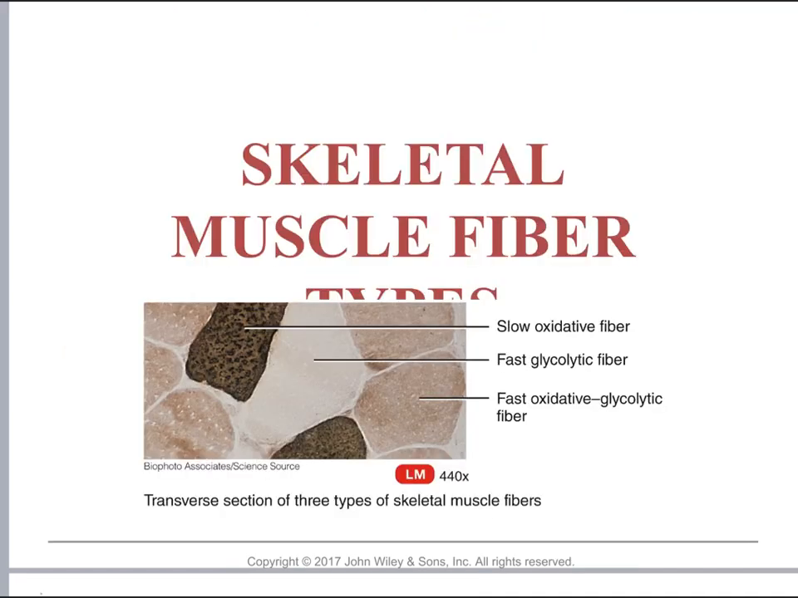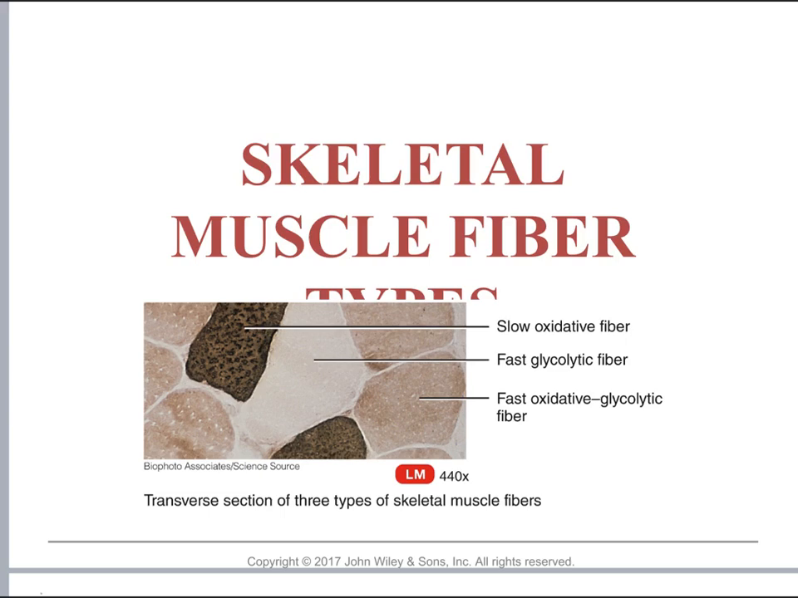The next step in muscle physiology is to look at skeletal muscle fiber types. We have 3 different types of fibers: white, pink, and red. Our red ones are going to be called slow oxidative fibers, or SO fibers. Our fast glycolytic fibers are going to be white. These are FG fibers. And then we have our FOG, fast oxidative glycolytic fibers, which are going to be pink.